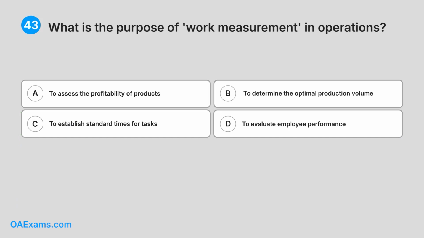A. To assess the profitability of products. B. To determine the optimal production volume. C. To establish standard times for tasks. D. To evaluate employee performance. Can you guess the answer?